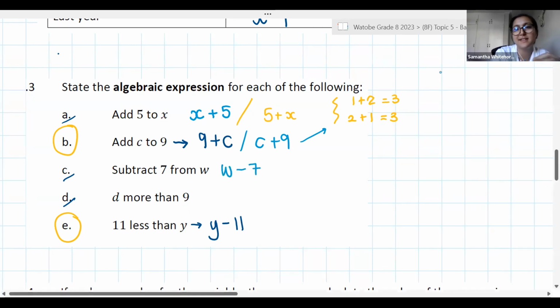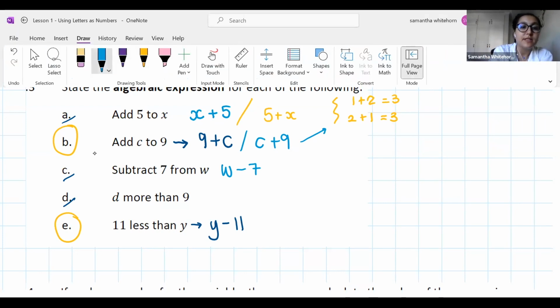So guys, here again, like I said, the order is very important. It says subtract 7 from W. So you start with W, whatever, W Smarties, and you take 7 away. So the W has to come first. Subtract 7 from W.